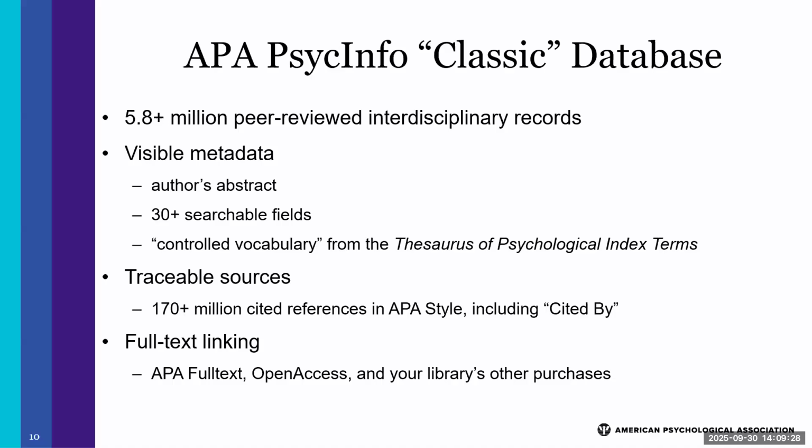For those almost 6 million records, we have an even larger number, over 170 million, of cited references in APA style. Cited references look back into the past, and then the cited by tool looks into the future. You can pull up a record and see who has cited it since it's been published. So these are the same components, right? The metadata fields, the full text linking to other publishers, and the cited references web. We're using this data as the foundation to create our research services for discovery.